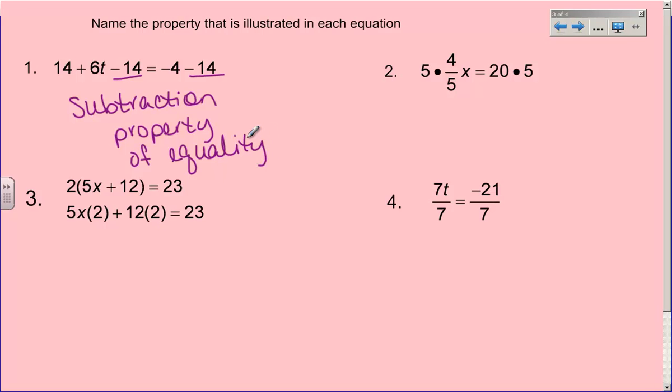Now do the same thing with number 2. I have 5 times 4/5 x equals 20 times 5. So what is the same on both sides of the equal sign? Well, this 5 times. I multiplied by 5 on both sides. So that means this is the multiplication property of equality.